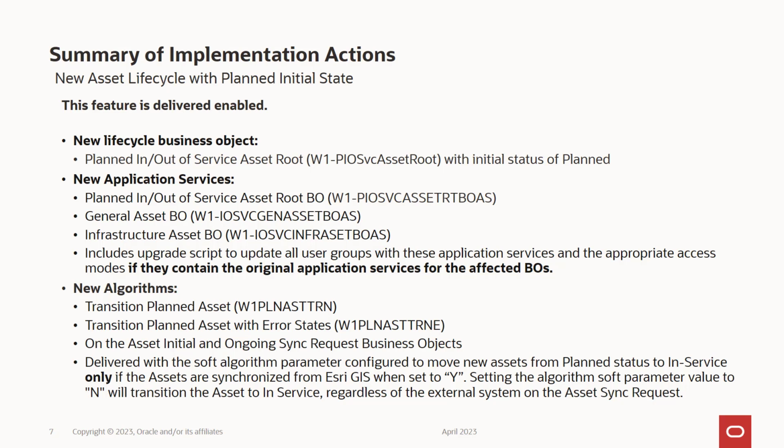We have added a new lifecycle business object, and then the BOs under that business object get new application services. And if your user groups contain those original application services, we'll update them for you with an upgrade script. We've added a couple of new algorithms. Those algorithms are looking to see if the Esri GIS integration is on or not. That's when the algorithm is set to yes. If you were to set those algorithms to no, it doesn't matter if the GIS integration is turned on or not. That asset's going to get transitioned to in-service. And that's about it that you need to know.